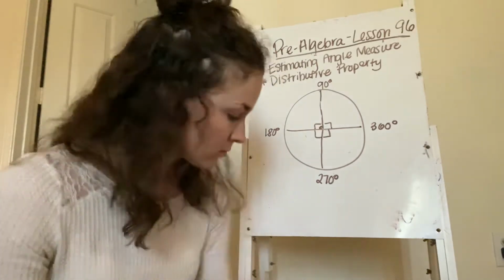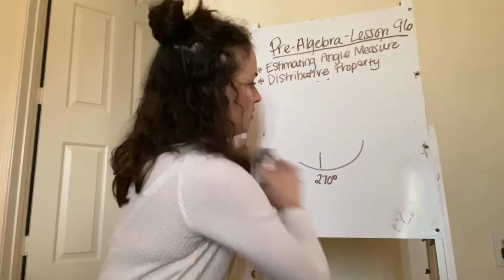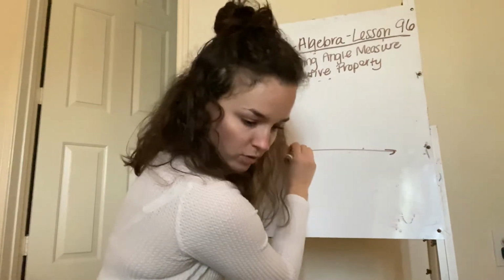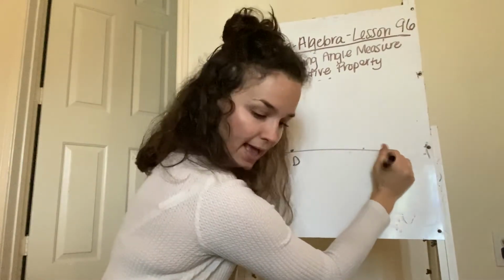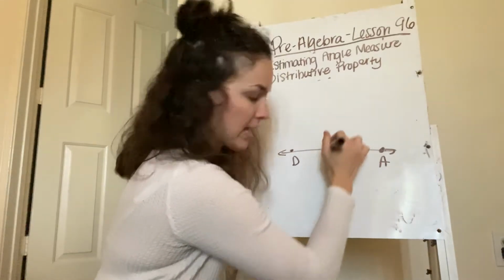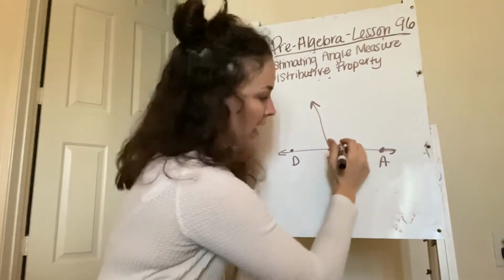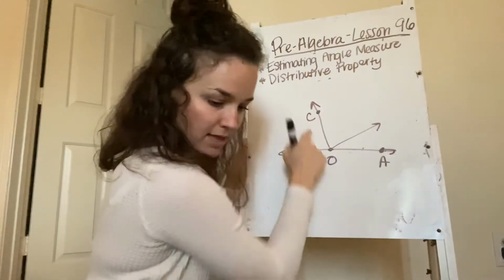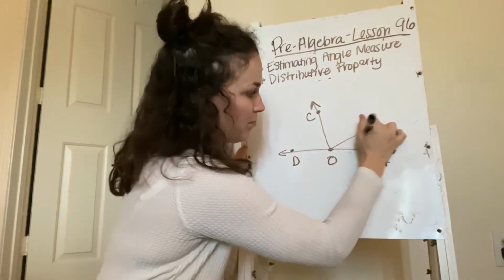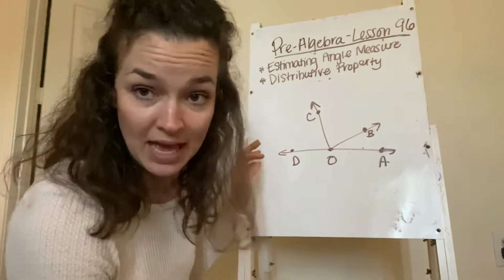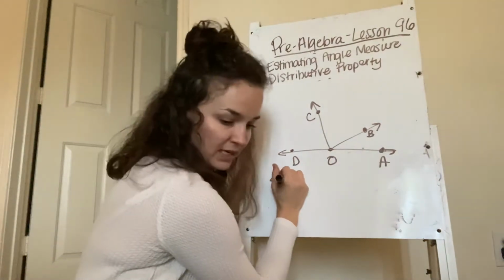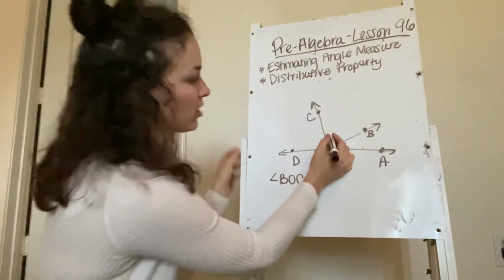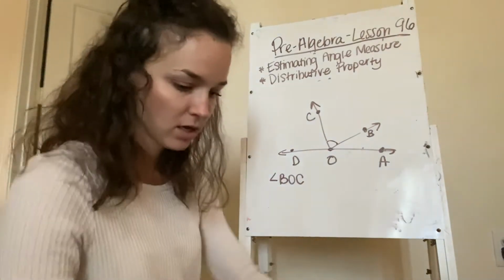All right, so if we are given something that looks like this, so if we've got a line with points D, A, and O, okay, and then we have these 2 rays popping out. So we've got this ray, OC, and then this ray over here, OB, and we are asked to estimate the measurement of angle BOC. So we want to track that with our finger, BOC. So we are talking about this angle right here, okay?